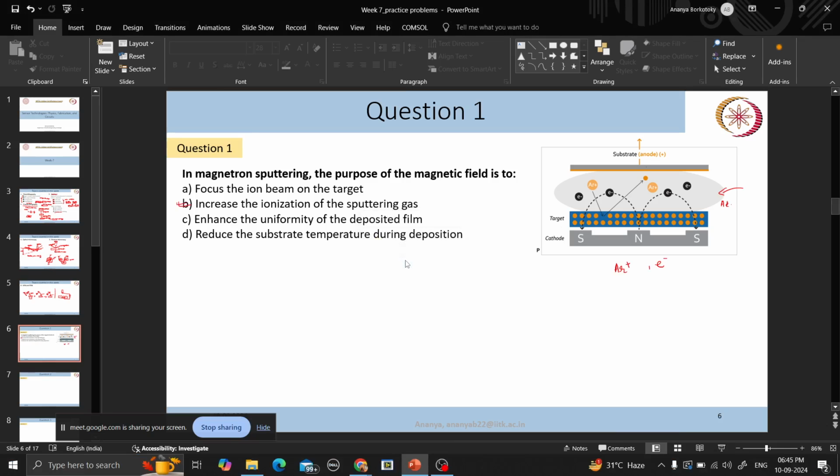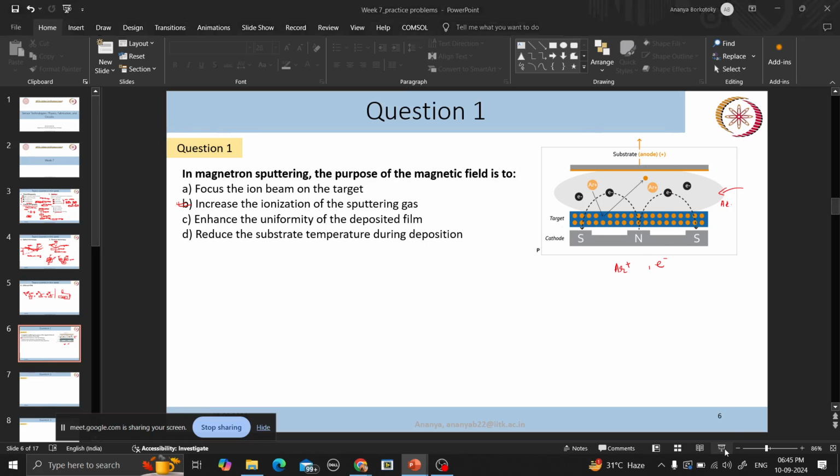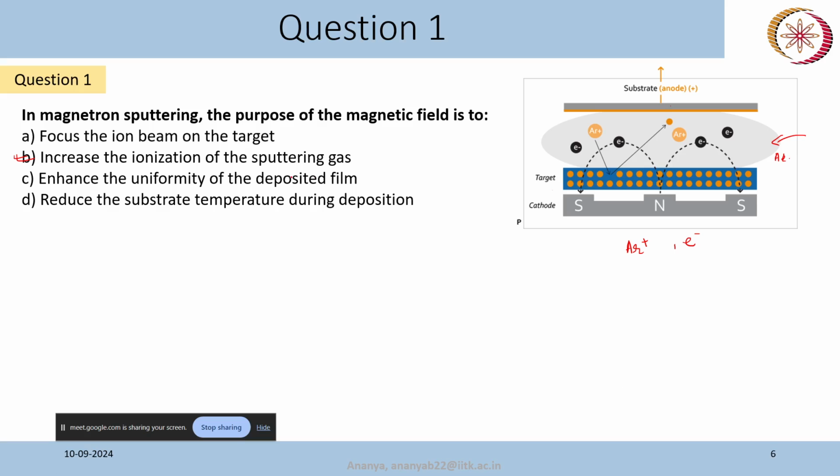I'm so sorry, the electricity is gone. I hope the Wi-Fi will continue, so let me just continue like this. So if I get disconnected, then please use the same link. We will start again. Okay.